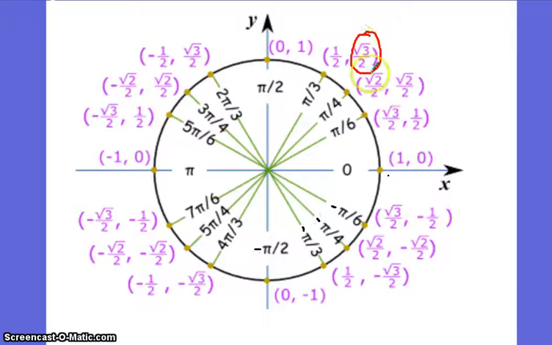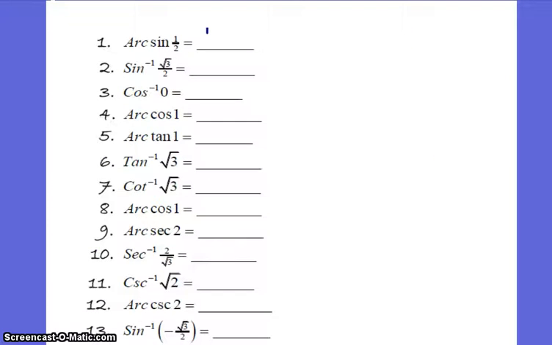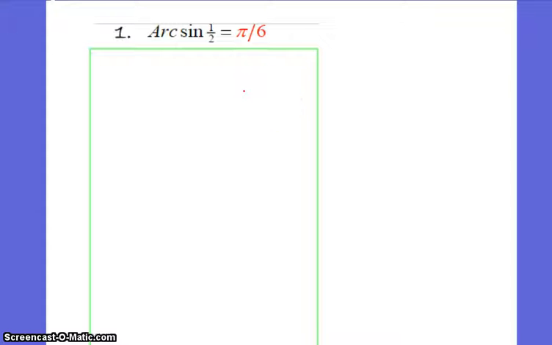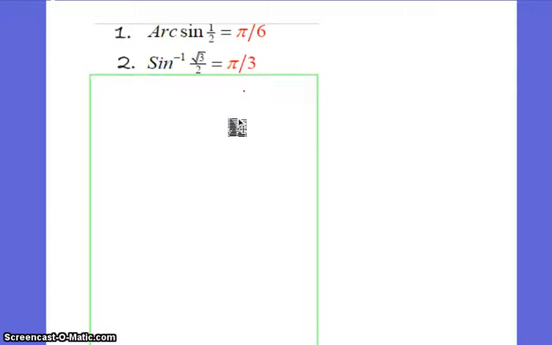Where are we thinking? We're thinking here on the unit circle. And if you need to use it at first, then use it at first, but you need to try and get away from it pretty quickly. So this is where sine is positive square root of 3 over 2. That's at pi over 3. So my answer for number 2 is pi over 3.